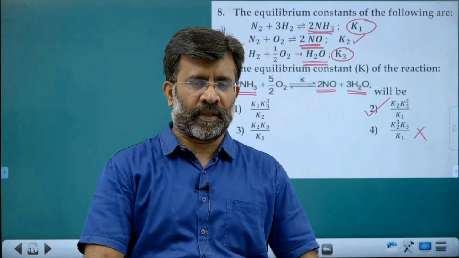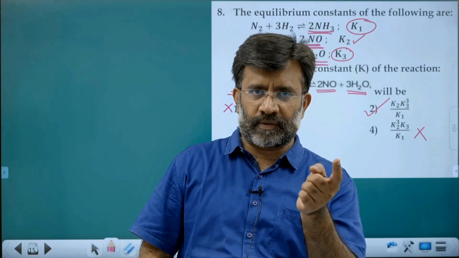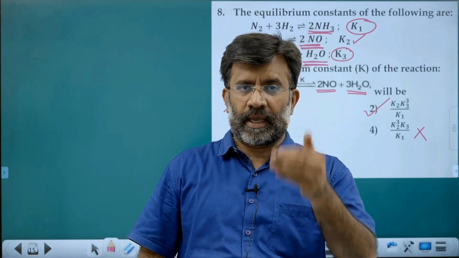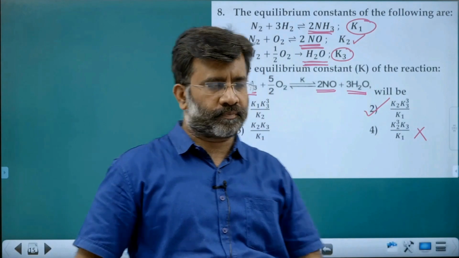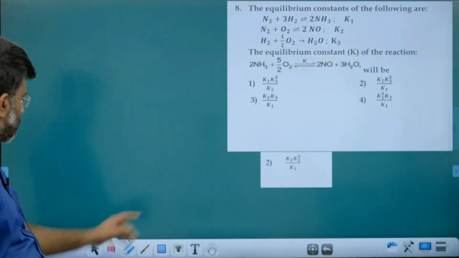Characteristics of equilibrium: when you reverse the reaction, K becomes 1 by K. When you multiply the reaction by an integer, K will become K raised to that value. Option 2.